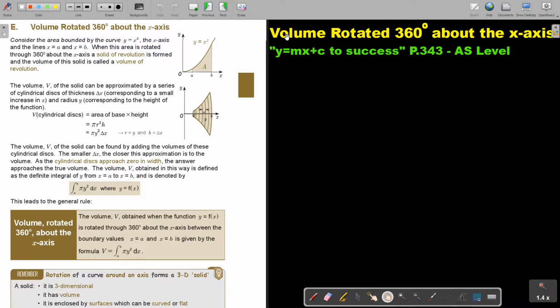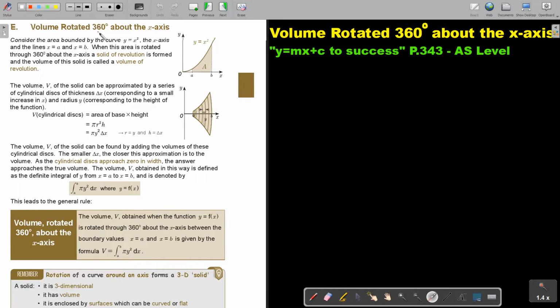In this video, we are going to look at volume rotated 360 degrees about the x-axis. You will find this on page 343 in the Namibian AS-Level Mathematics textbook, y equals mx plus c to success.